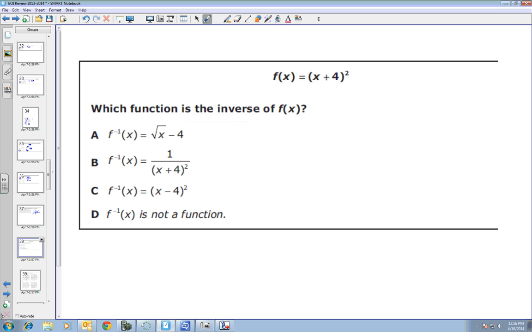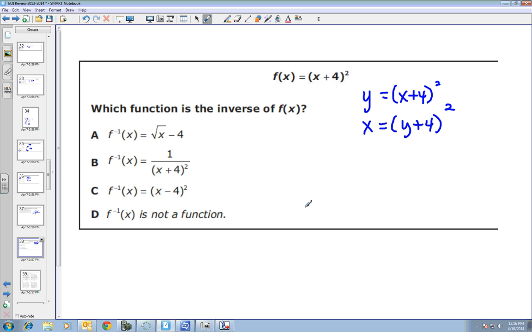Okay, so let's look at this one. Which function is the inverse of f of x? They want us to find the inverse. So what did we just say? How do we find the inverse? Okay, so I have y equals x plus 4 quantity squared. Switch your x's and y's. X equals y plus 4 quantity squared. If I want to solve for y, what do I have to do?